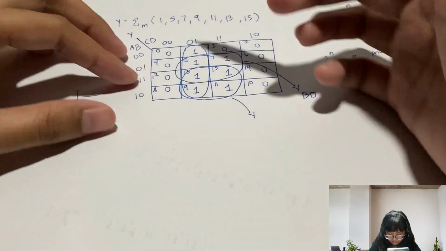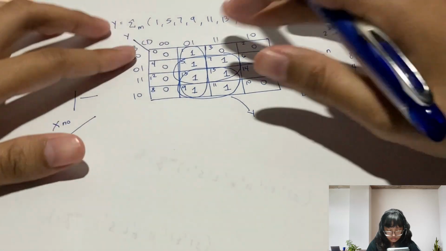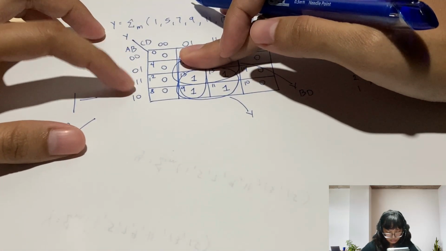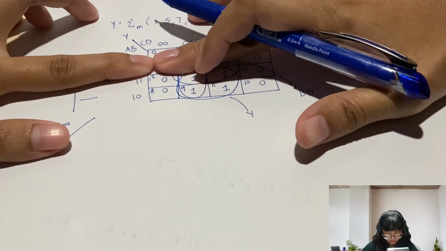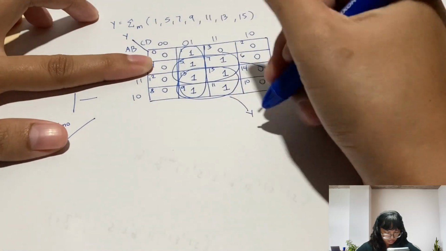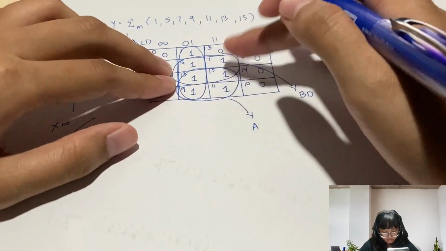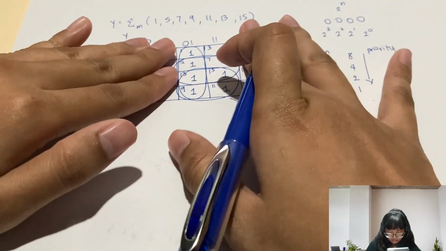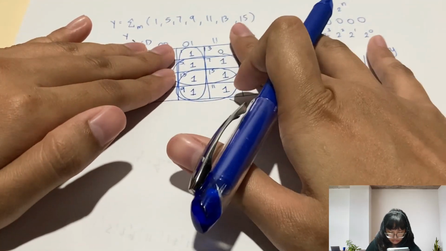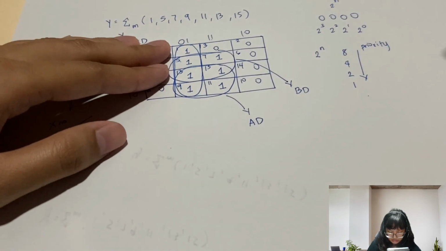Ito naman sa isa pang group. Ito yung titignan. Yan. Ang common term ay yung A kasi 1, 1. Yung B, 1, 0. Kaya ang ilalagay natin ay A sa row. Dito naman sa column niya, ang common term ay D kasi sa C, 0 at 1. Pero hindi niya 1, 1. Kaya AD.